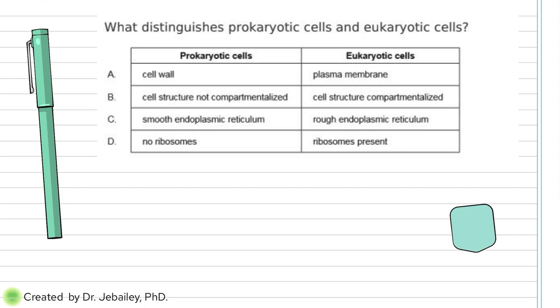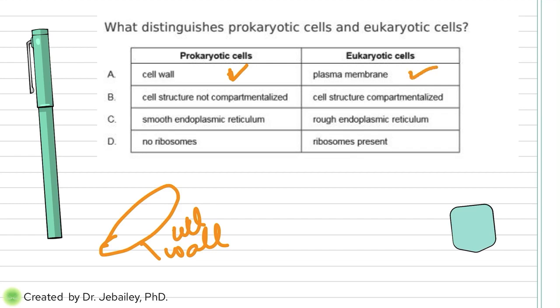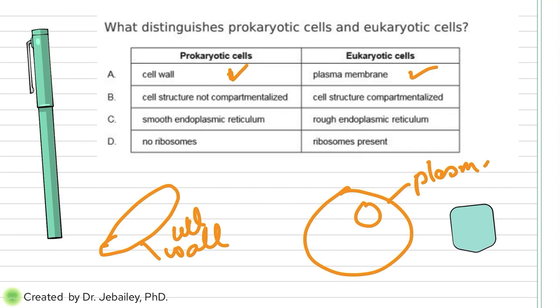For this, you have to go back to your memories of what prokaryotic cells and eukaryotic cells are. Look at the first sentence: prokaryotic cells have cell walls. That is true, because in bacteria the outer part is made of cell wall. And eukaryotic cells have a plasma membrane. That is true. Animal cells have a plasma membrane with a nucleus. So this is more likely the right answer, but always check the next ones.